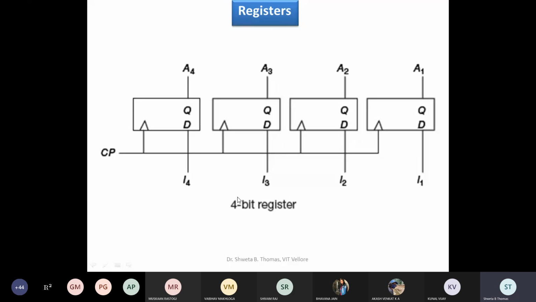Whatever input we are giving, that is I1, I2, I3, I4, this is actually a 4-bit input. This I1 is the least significant bit. With the occurrence of the clock pulse, the input given to the flip-flops is stored in the register in the form of A1, A2, A3, A4. And these flip-flops will work with the positive edge of the clock pulses. That means when CP is equal to 1, because there is no bubble in this given clock pulse.